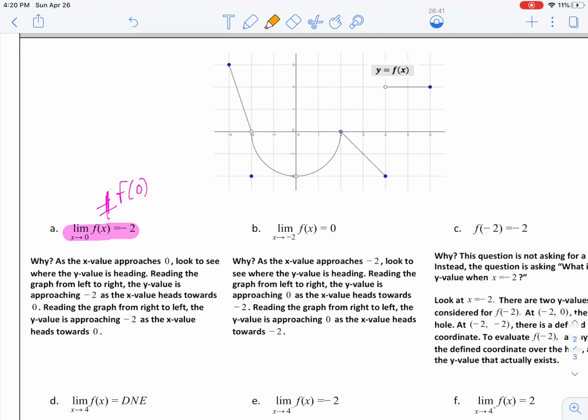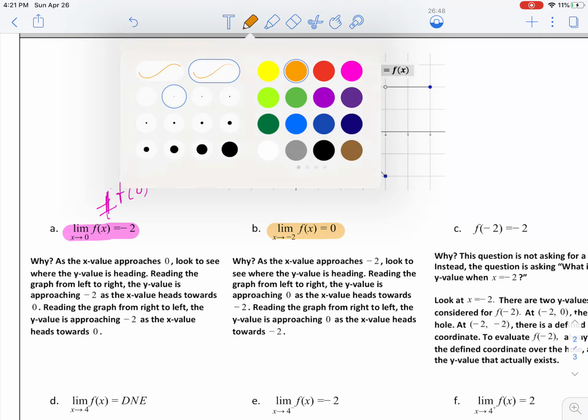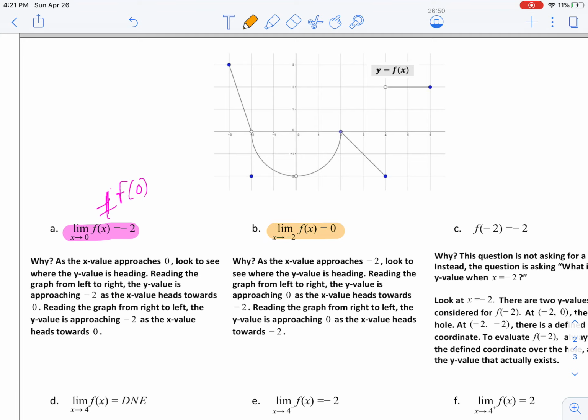B says that the limit as x approaches -2 of f of x is 0. So we need to go ahead and look at what is our function doing on either side of -2. So we approach from the left and we approach from the right, but we need to trace that behavior on our function because we're interested in our y values here. So as we approach from the left, we see that our y values are getting closer to 0, and as we approach from the right, we see that they are also getting closer to 0.